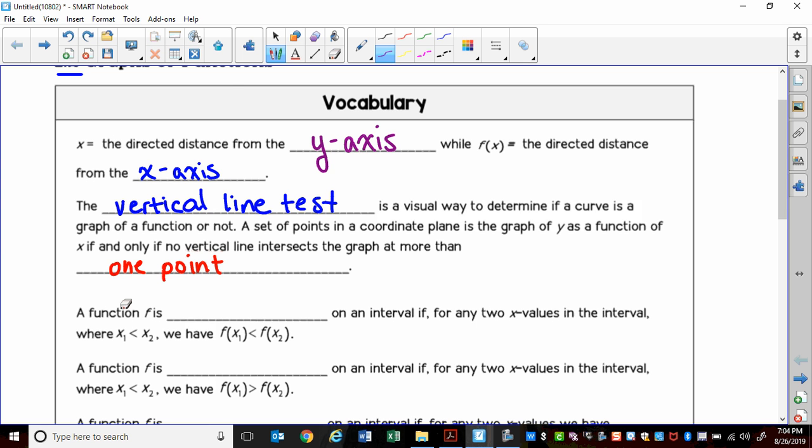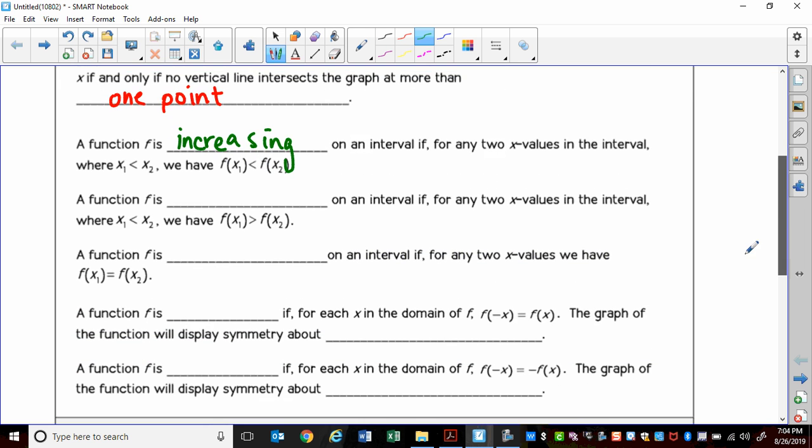This one is just kind of like a fancy way of saying increasing. If our second y value is bigger than the first one, then we're increasing. Now, if the second y value is less than the first one, then we are decreasing. And if our y values are equal, then that's called constant. We're going to stay the same or be constant.